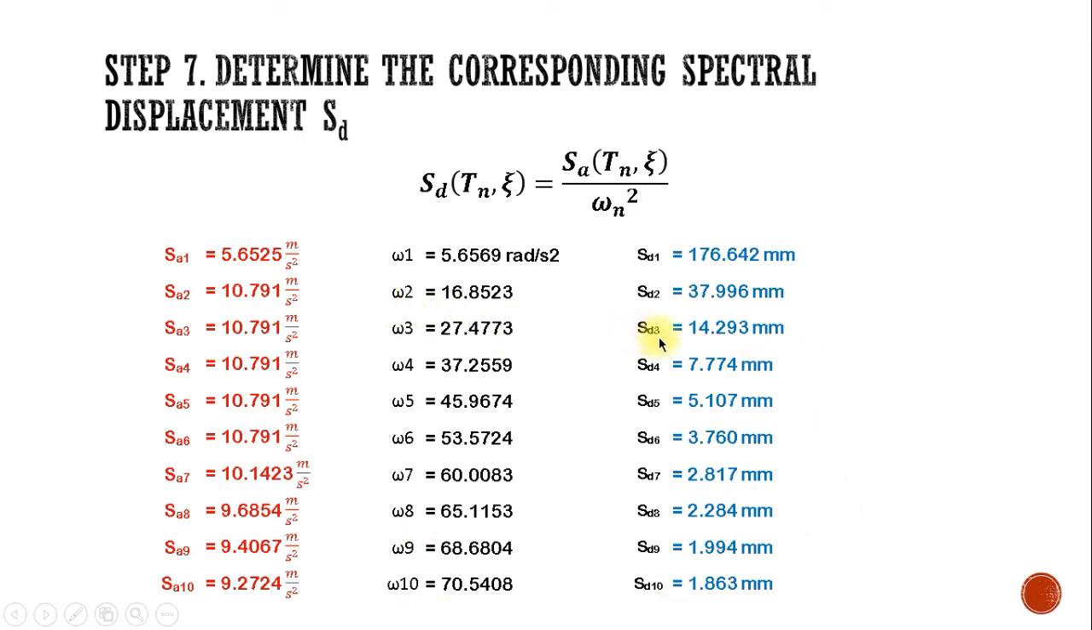For mode 3, meron tayong spectral displacement na 14.293 mm. For mode 4, 7.774 mm. For mode 5, meron tayong 5.107 mm. For mode 6, meron tayong 3.760 mm. For mode 7, 2.817 mm. For mode 8, 2.284 mm. For mode 9, 1.994 mm. And lastly, for mode 10, meron tayong spectral displacement na 1.863 mm.